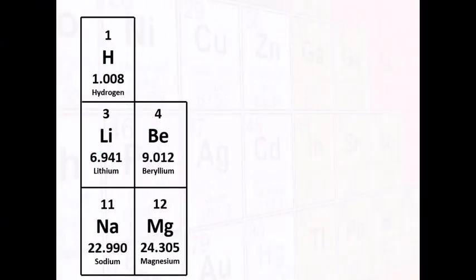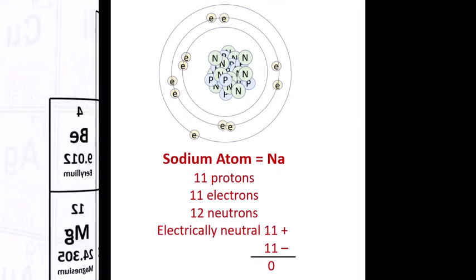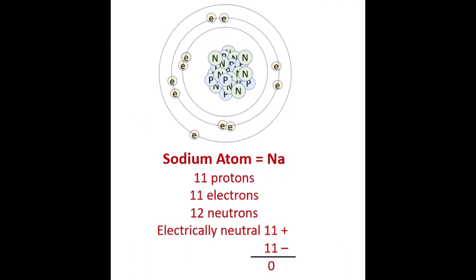Let's practice. Pause the video and draw an atom of sodium, atomic number 11, atomic mass 23. Hopefully your diagram has 11 protons and 12 neutrons in the nucleus and 11 electrons outside that. The first 2 electrons should be in the first orbit, the next 8 in the second orbit, and the one that's left over in the third orbit.